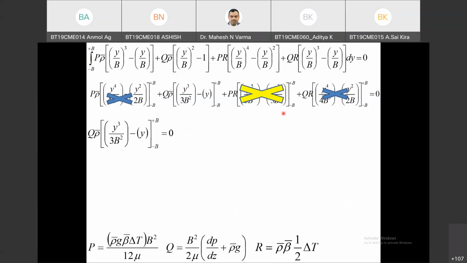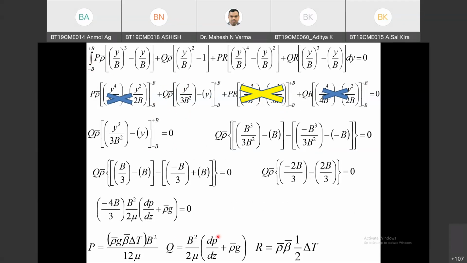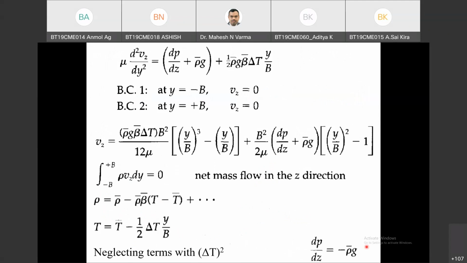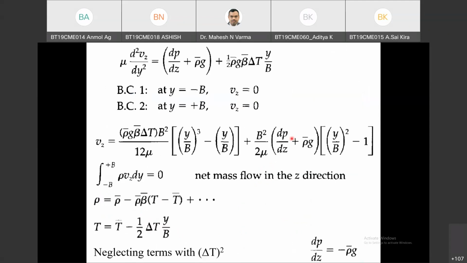Now integrating this equation, substituting these limits of integration and rearranging the equation. So what will you get? Here you have substituted Q and rho bar, and this is the equation we'll get. Everything is constant, which will give me del p by del z plus rho g equals 0, and hence del p by del z equals minus rho g.